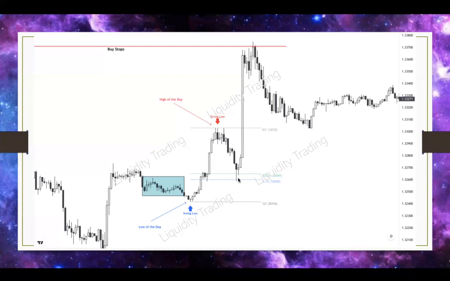However, if this 70% would just be missed by a few pipettes or a single pip, you would miss this move. So therefore, again, only place your trade on the 62% level. And you can see that the market rallies up, takes out an old high in the market.